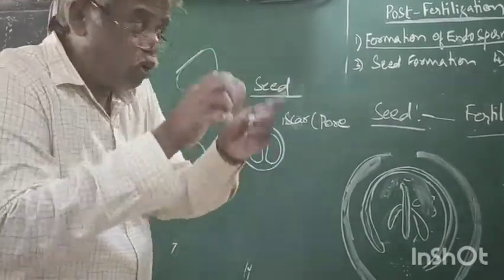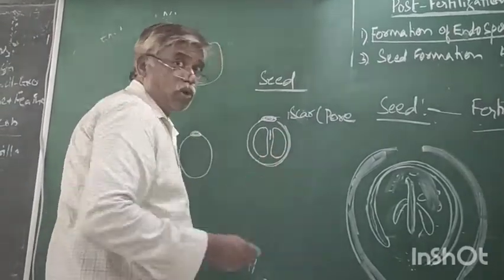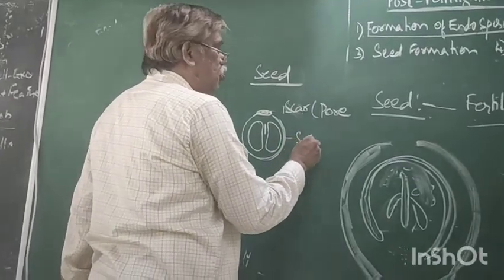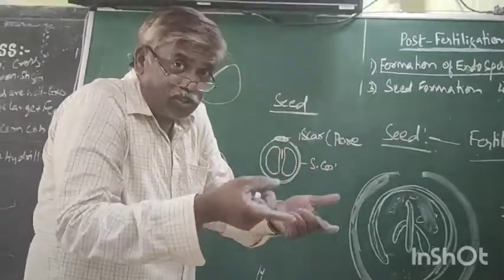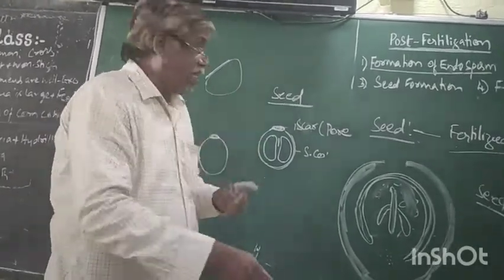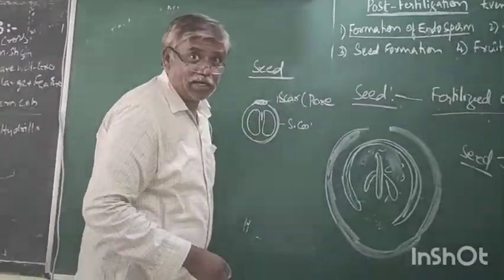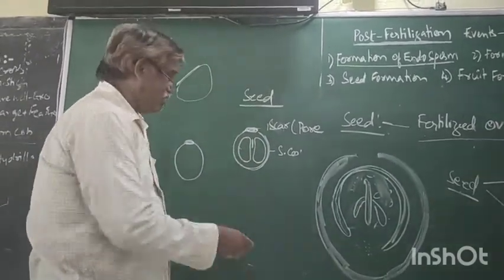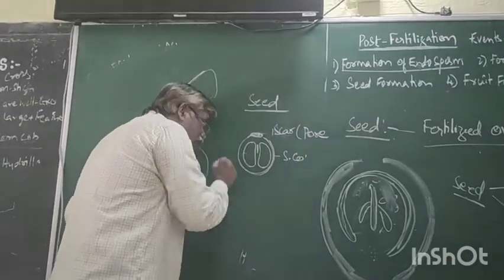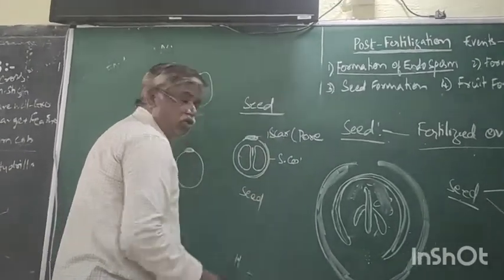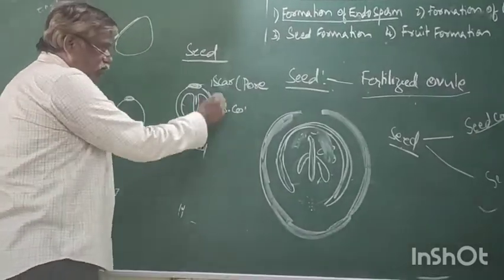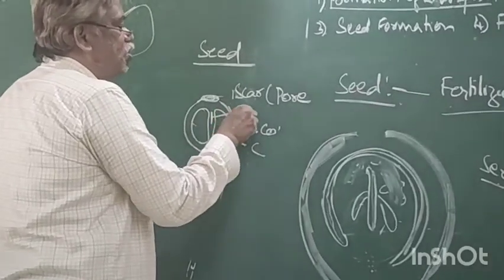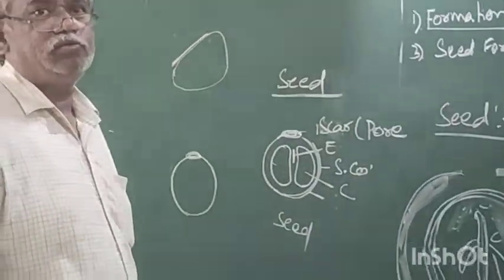Now take the groundnut seed. A brown coat is there. This brown coat is nothing but the seed coat. When you remove the seed coat, there are two cotyledons. Between the two cotyledons, a small white structure is there. It is the embryonic axis. All together is called seed. So what is this seed coat? What is this cotyledon? What is this embryonic axis? All together is called seed.